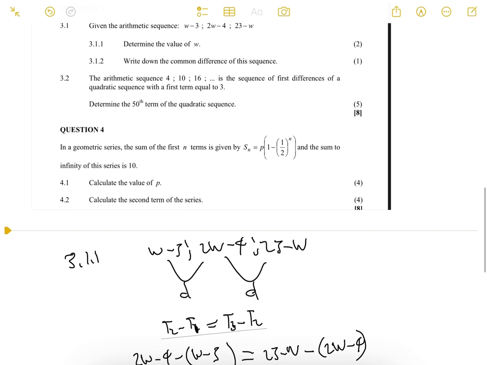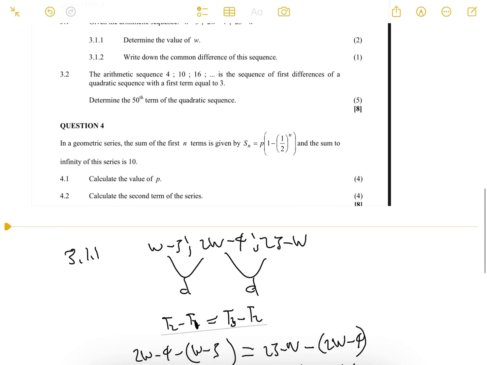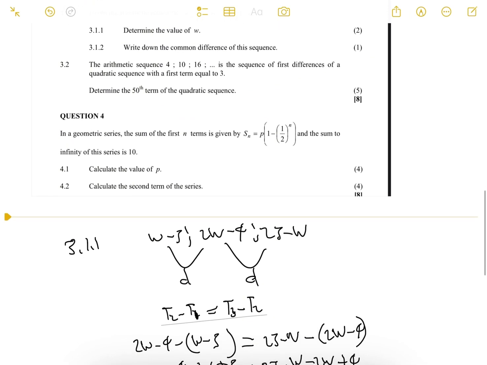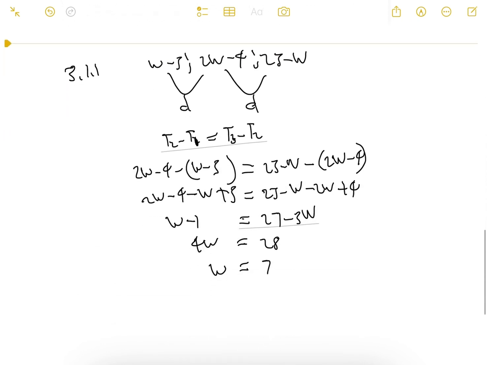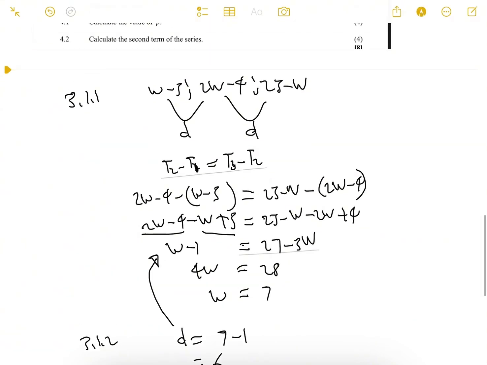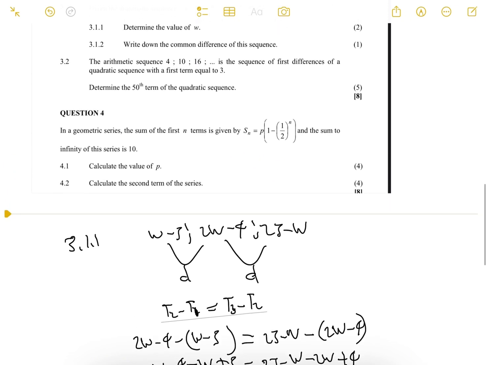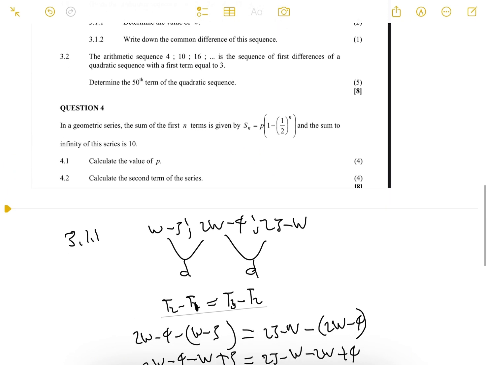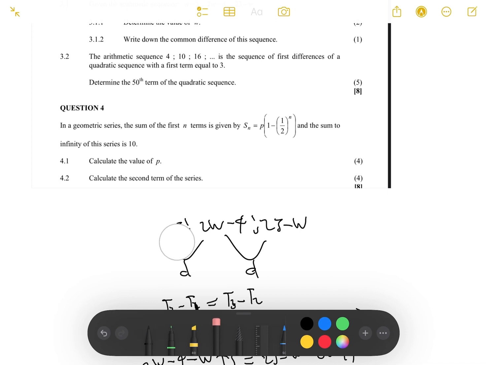So that was it. And then for 3.1.2, they say write down the common difference of this sequence. So D is basically this value minus this value, which is also equal to 7 minus 1, which will be equal to 6. Okay, so we're done with 3.1.2. And now off to 3.2.